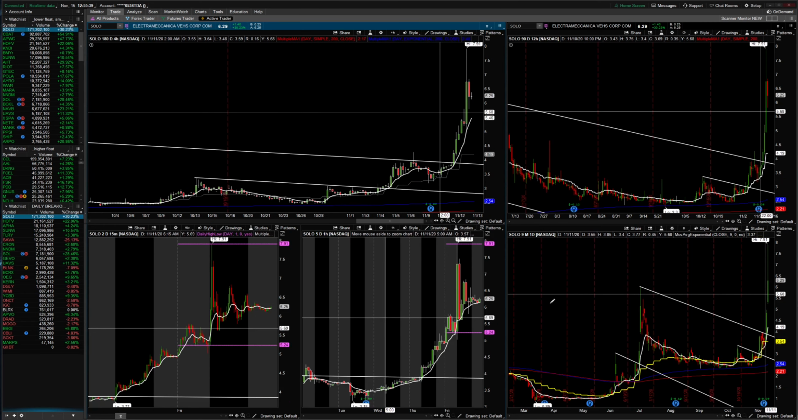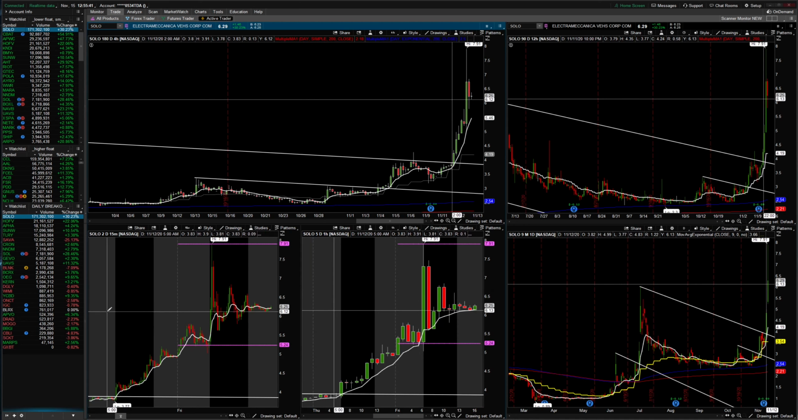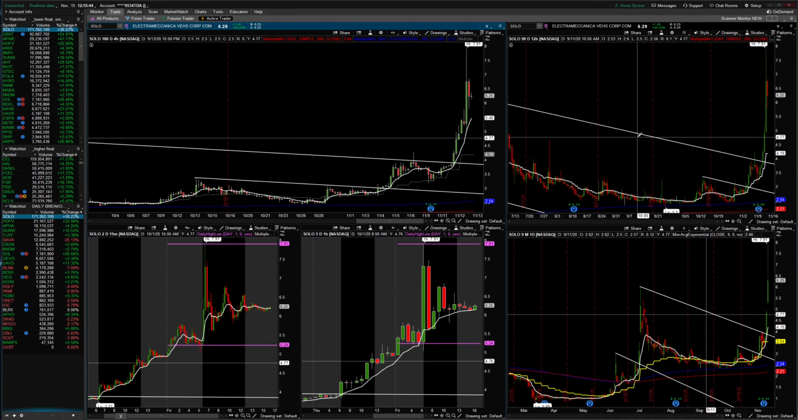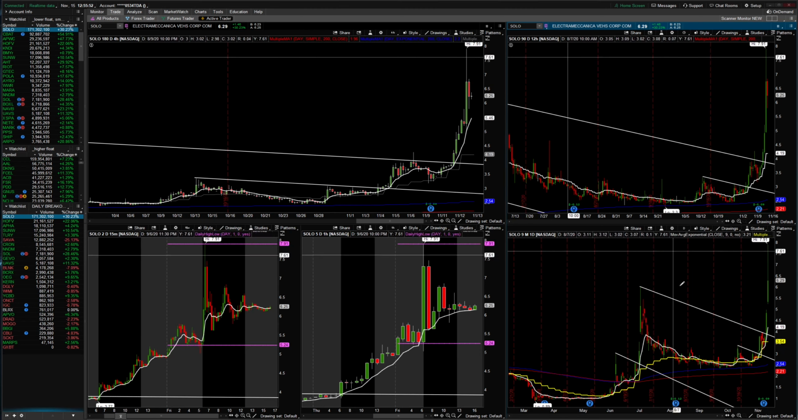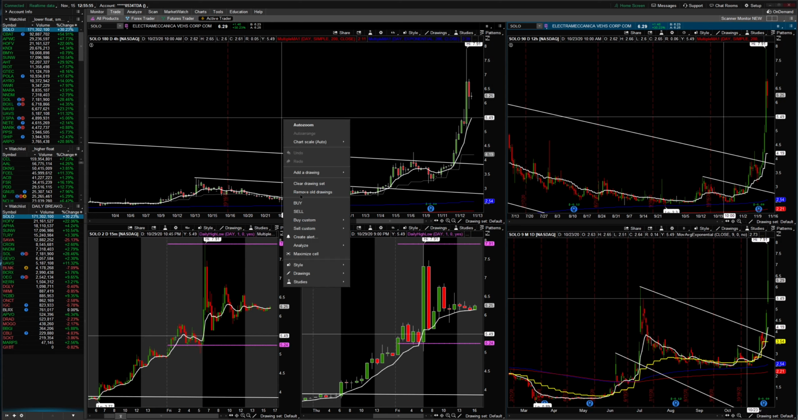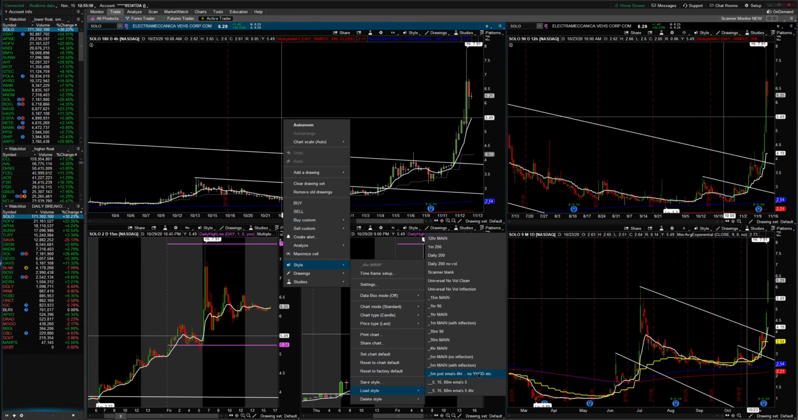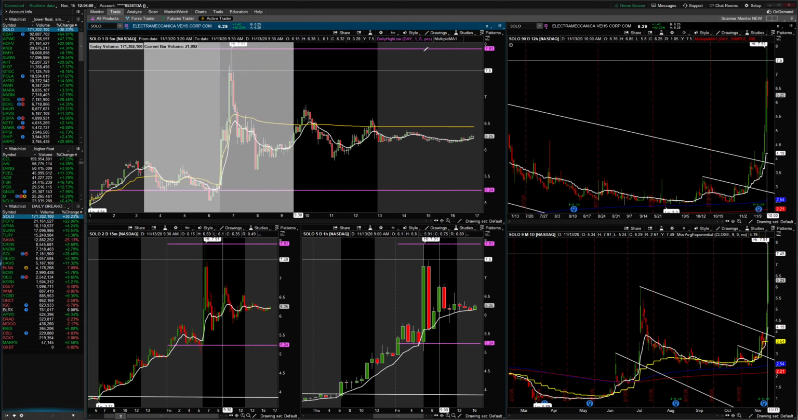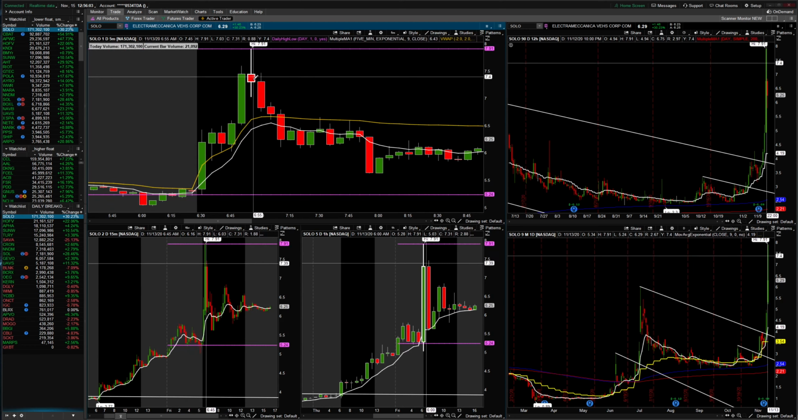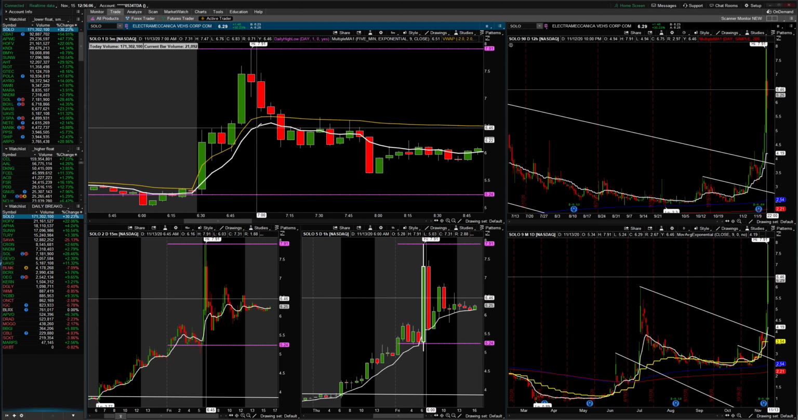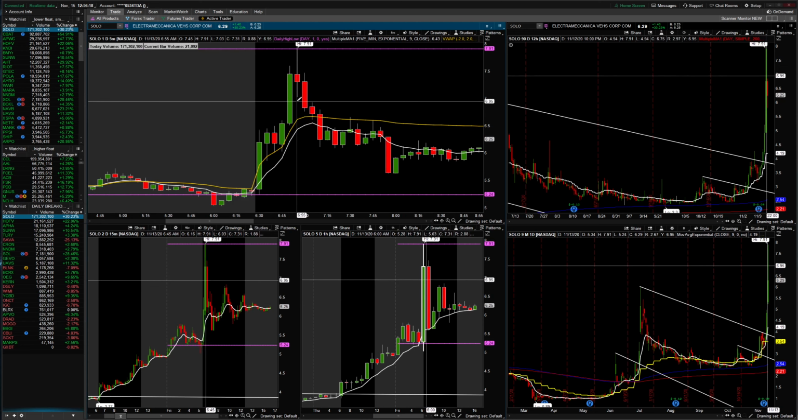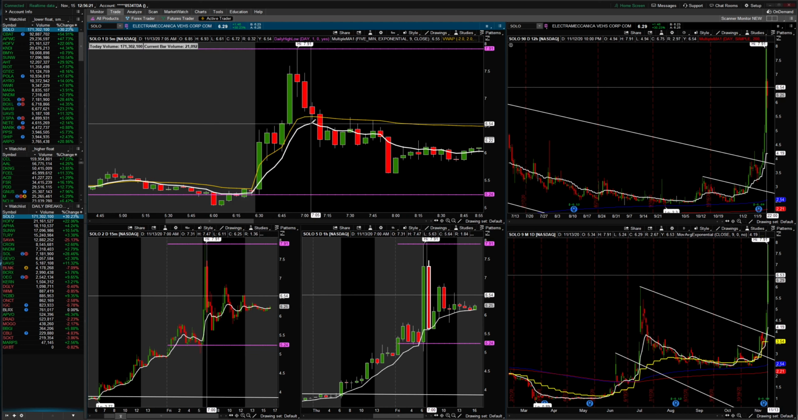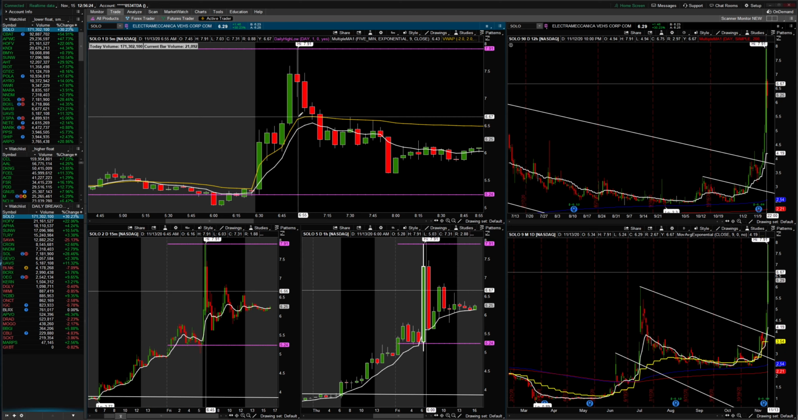The 9 exponential moving average is a moving average that I use specifically to gauge extension on a chart. As a day trader, the last thing you want to do is chase a chart, chase a setup that's extended to the upside, right? You don't want to chase something way up here when you see that the 9 moving average is way down here, right? How we use it is, the further your price action is away from the 9 moving average, the less likely you're going to get continuation upward, right?